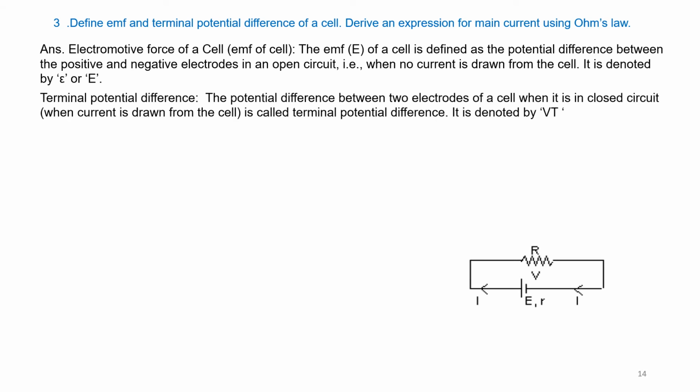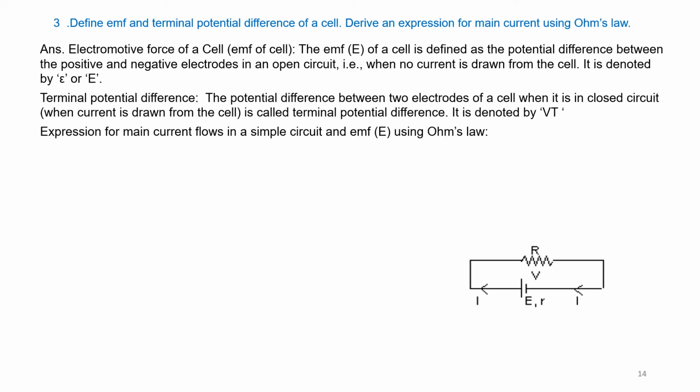Terminal potential difference is the potential difference between the two electrodes when an external load is connected and current flows. That is, when we connect R, the circuit is completed and current flows through R. And this voltage is called the terminal potential difference. It is denoted by VT.